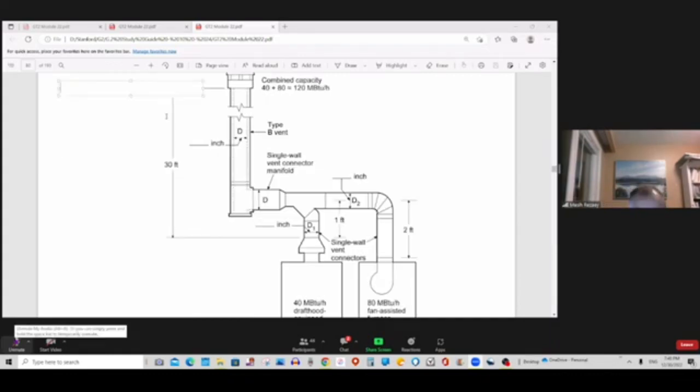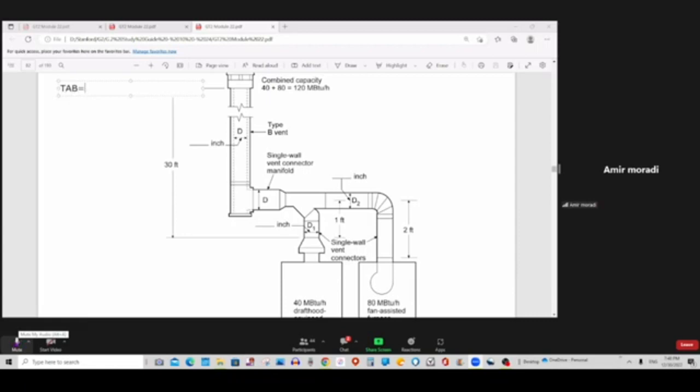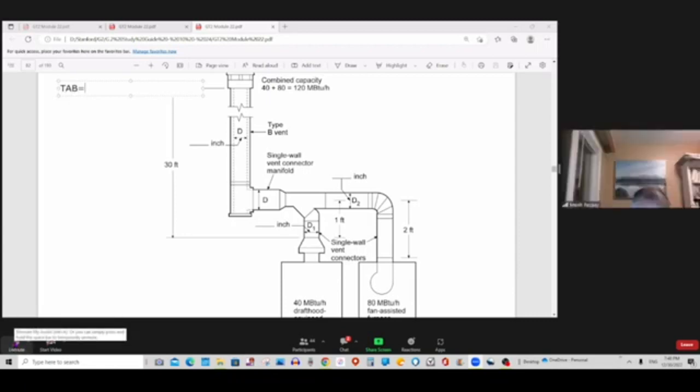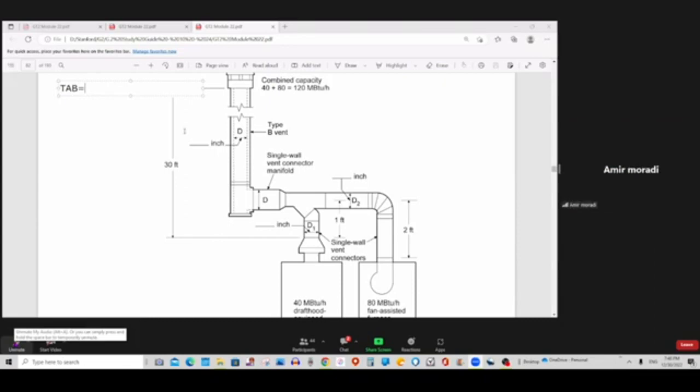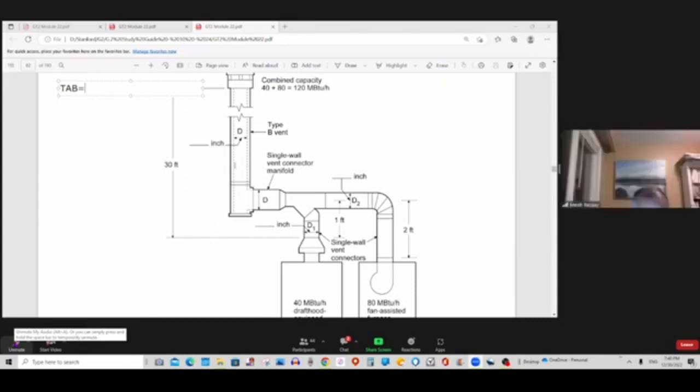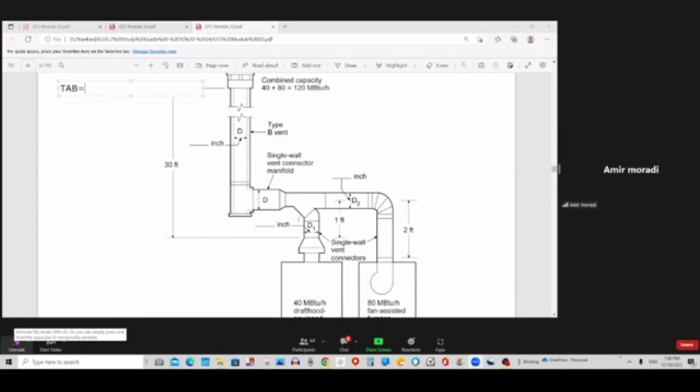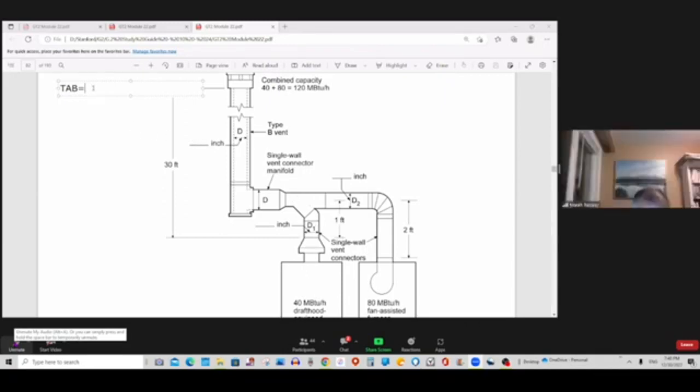Amir, which table, sir? Wall vent connector. How many appliances? 2 appliances. And what type of vent? B vent. What type of connector? Single wall connectors. Okay, so which table, sir? C4. Thank you, sir.